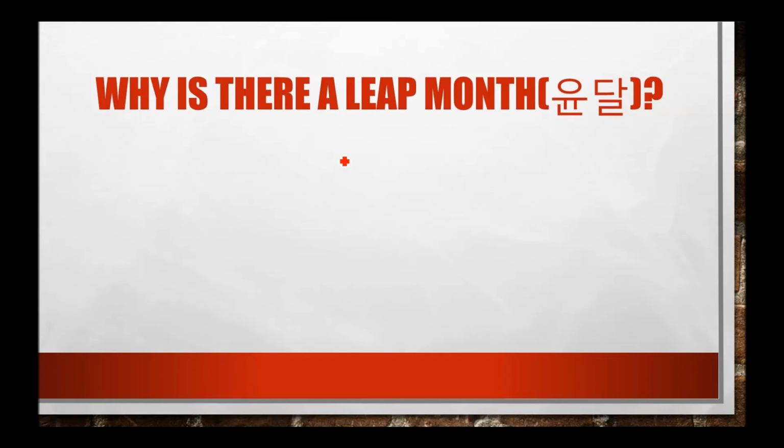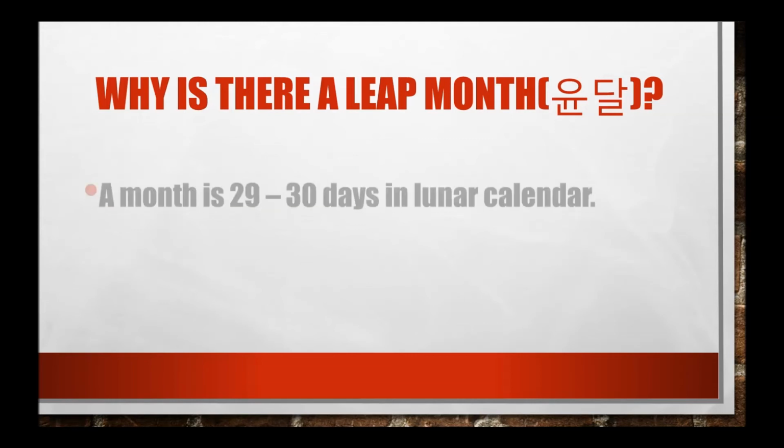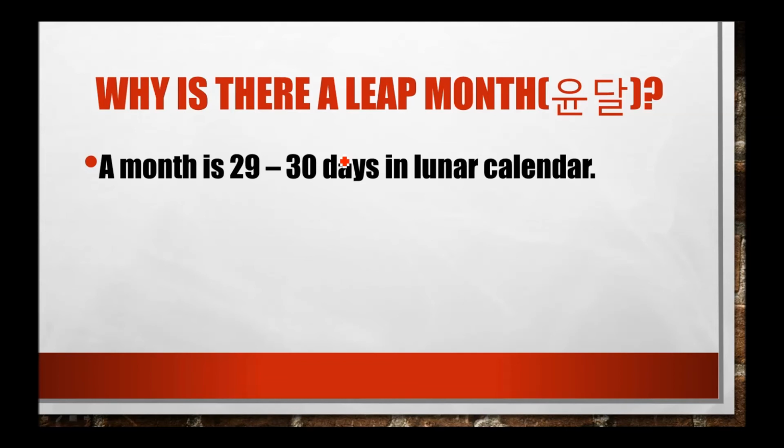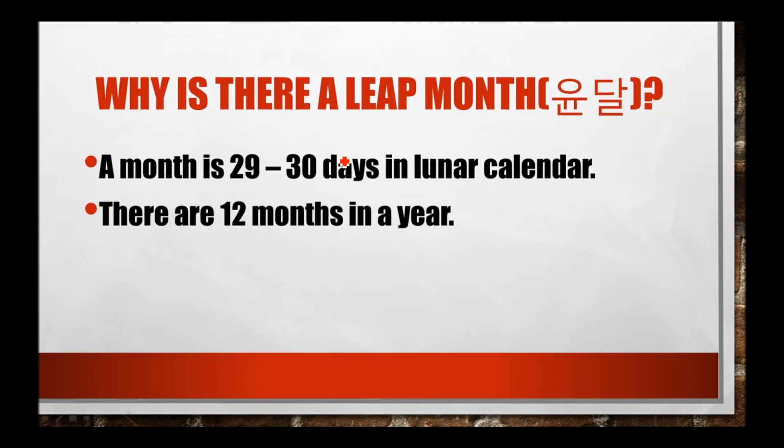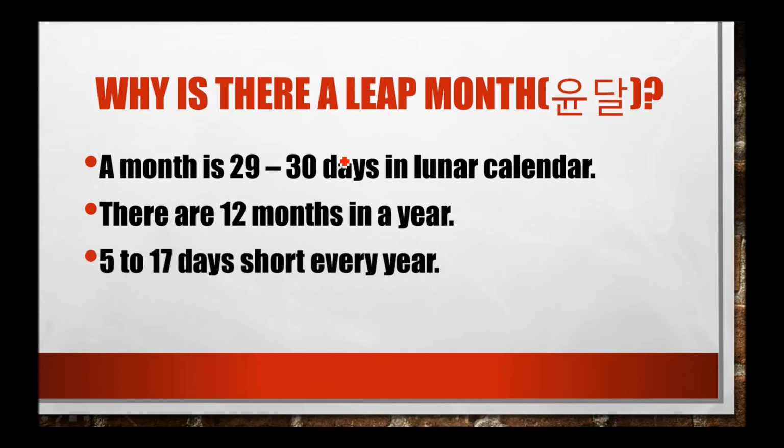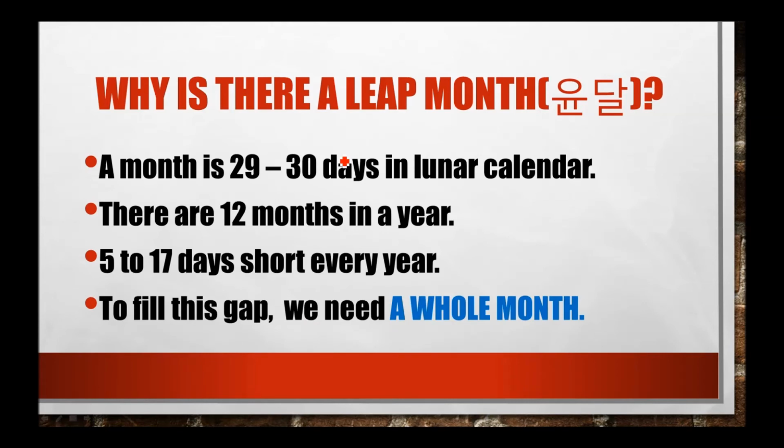Then, why is there a leap month, 윤달? As you know, the moon circulates the earth in almost 30 days a month. So, a month is 29 to 30 days in the lunar calendar, 음력. And there are 12 months in a year. So if you calculate them, 29 or 30 times 12 is less than 365 days. So if you calculate them exactly, then we need 5 to 17 more days. So to fill this gap, we need a whole month.